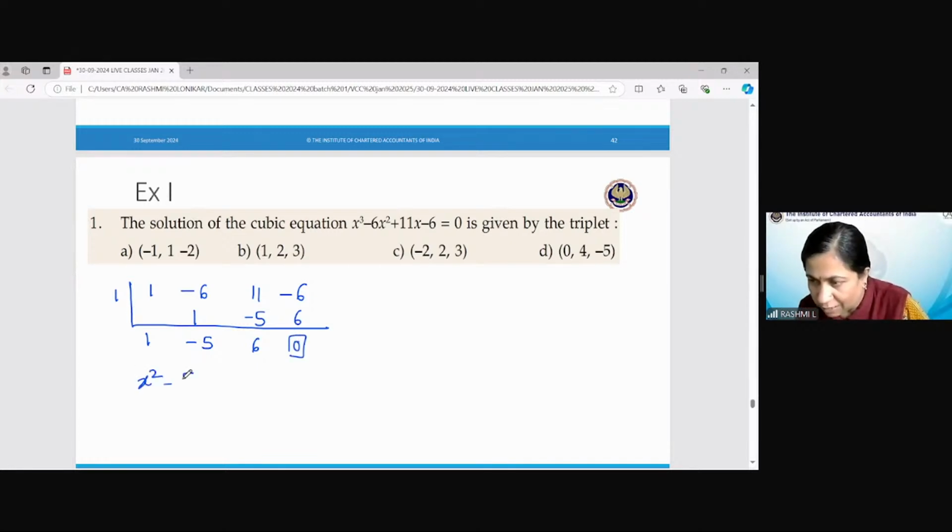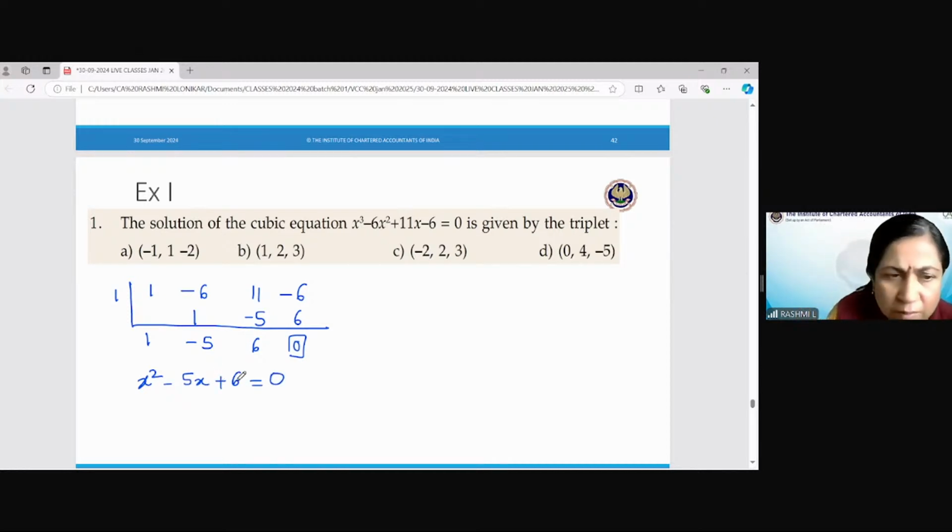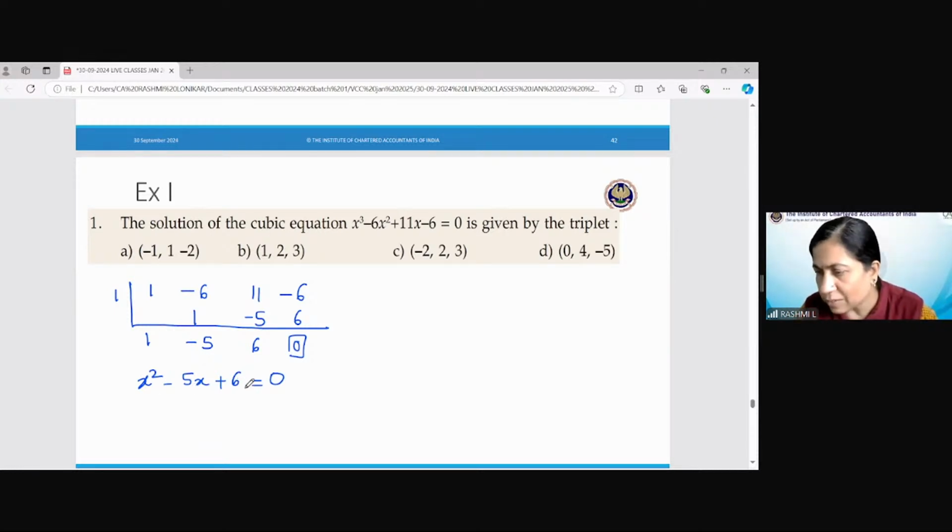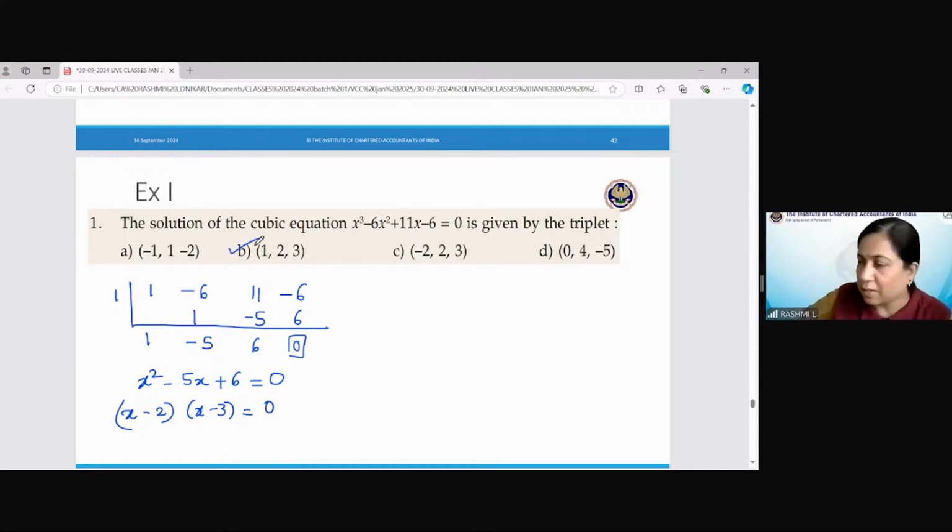Okay. What will this be? x square minus 5x plus 6 is equal to 0. What are the factors here? Minus 5 and 6. So 2 and 3. Okay. So x minus 2, x minus 3 is equal to 0. So x is equal to 2, x is equal to 3. So 1, 2, 3 will be the factors.